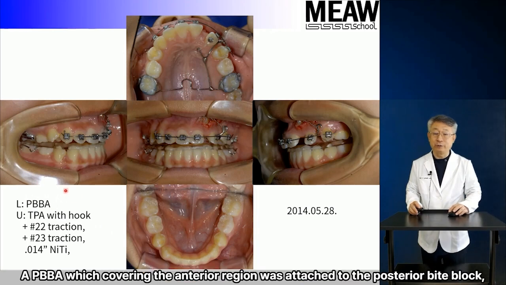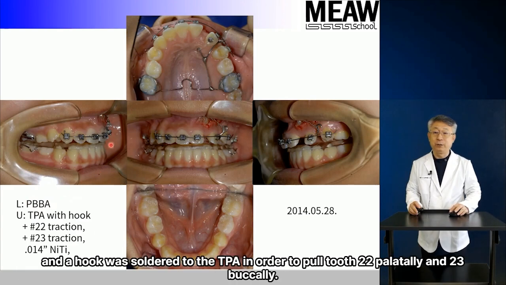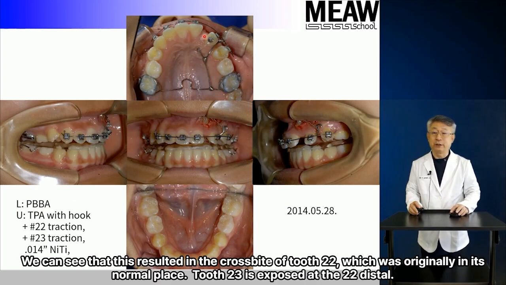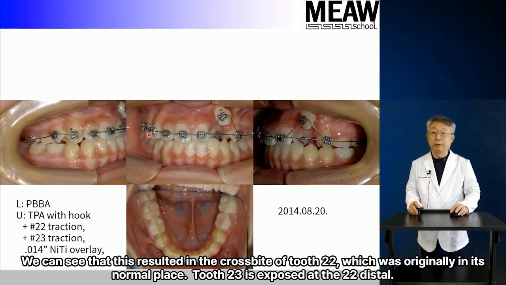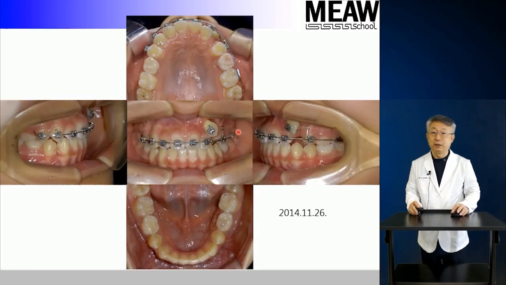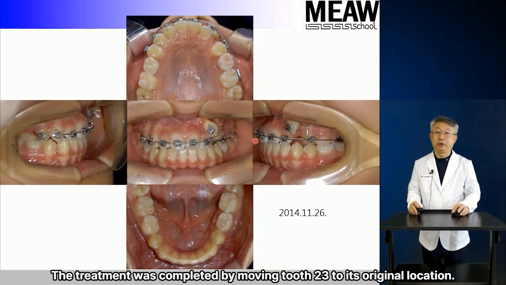A PBBA covering the anterior region was attached to the posterior bite block, and a hook was soldered to the TPA in order to pull tooth 22 palatally and 23 buccally. We can see that this resulted in the crossbite of tooth 22, which was originally in its normal place. Tooth 23 is exposed at the 22 distal. The treatment was completed by moving tooth 23 to its original location.